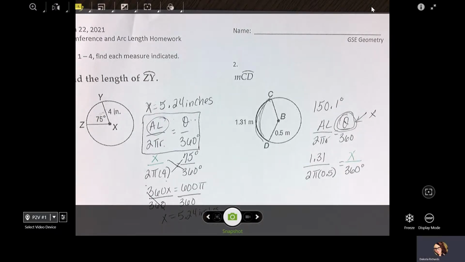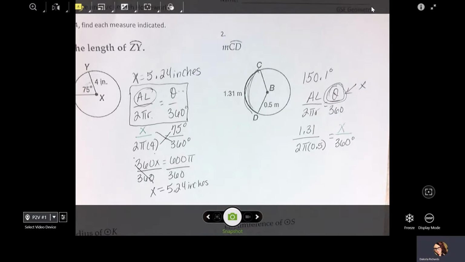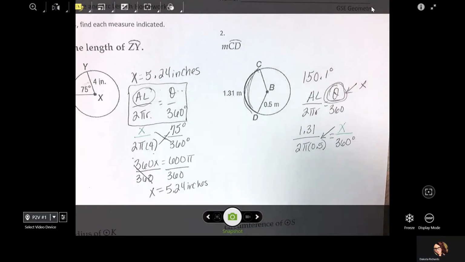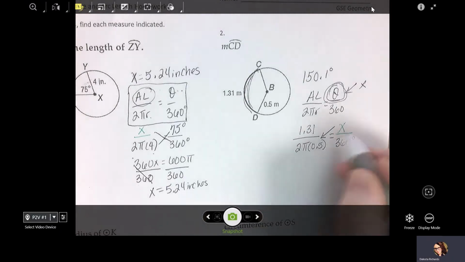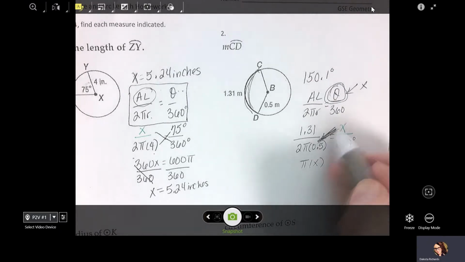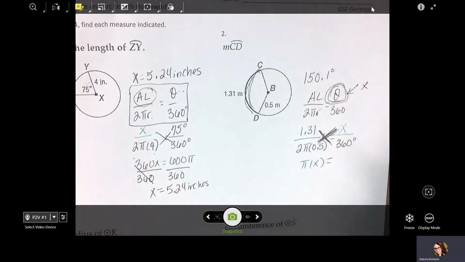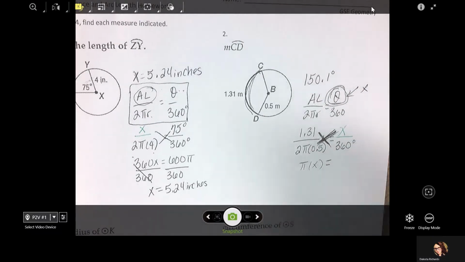Now, when you cross multiply, can everyone see? When you cross multiply here, what is 2 times 0.5? 1. What is 1 times pi? Pi, okay? So this is just going to be pi times x, right? On this side, what is 1.31 times 360? 471, yep.